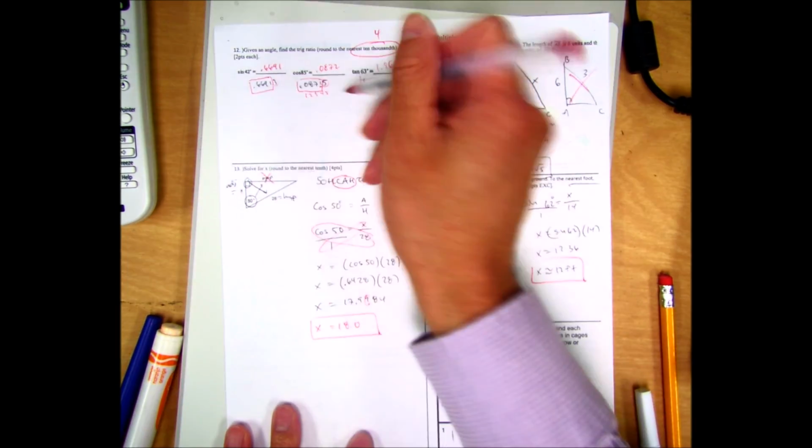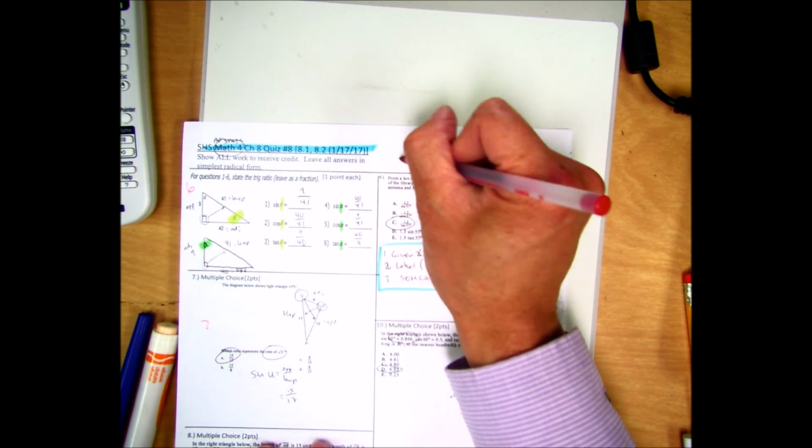So this side is worth 2 points each, so that's 6. 4 extra credit, those don't count, that one's 4. So this side is worth 14, and the quiz is at 30.